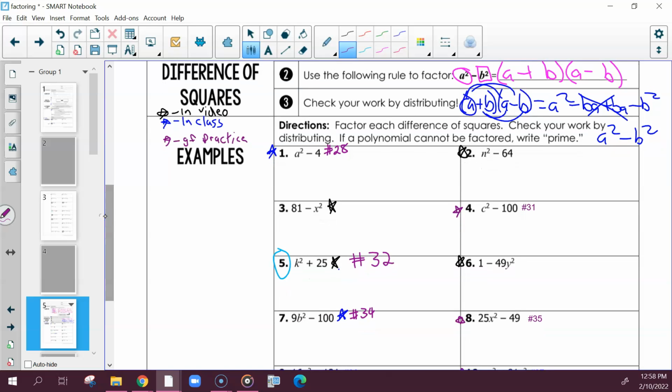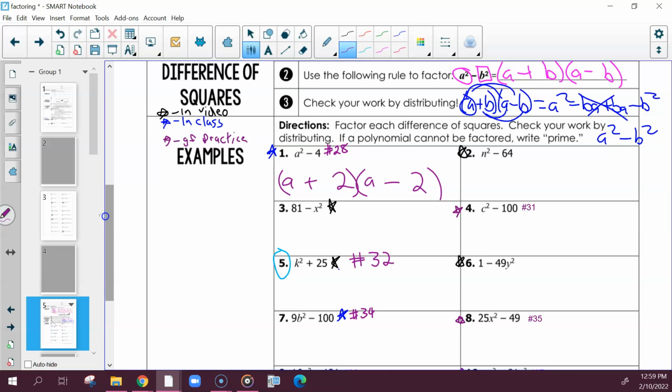For number 1, is 4 a perfect square? Yes. A squared is a perfect square variable. We're subtracting. So we can start off with our two factors. What times what gives us a squared? A. And what times what gives us 4? 2. And then for the plus and minus, it does not matter which one comes first. You can have minus or plus.